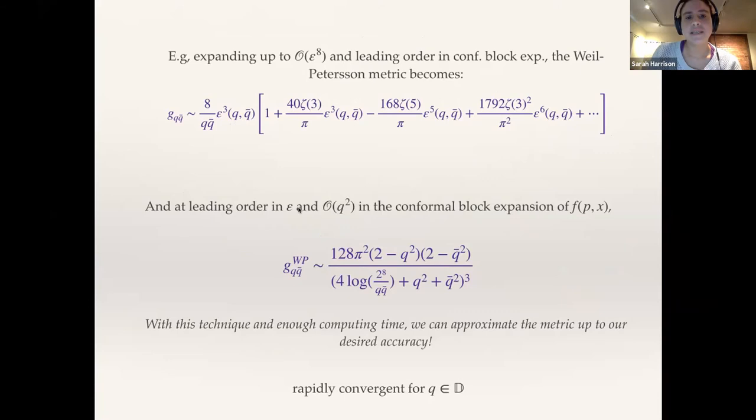We can get corrections to this by expanding the conformal block to higher orders in powers of q. The expression is simplest if I only keep leading order in epsilon and order q squared in the conformal block expansion; it takes the following form in the second expression. So using this technique and enough computing time to expand the conformal blocks to as high order as we'd like, we can approximate the metric up to our desired accuracy. And again, the power of this method is the fact that the expansion in the q variable is rapidly convergent almost everywhere in the unit disk. So this is the method that we use to compute the metric in this dual epsilon and q expansion.